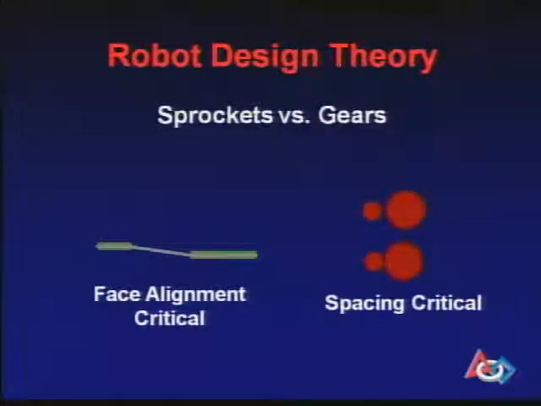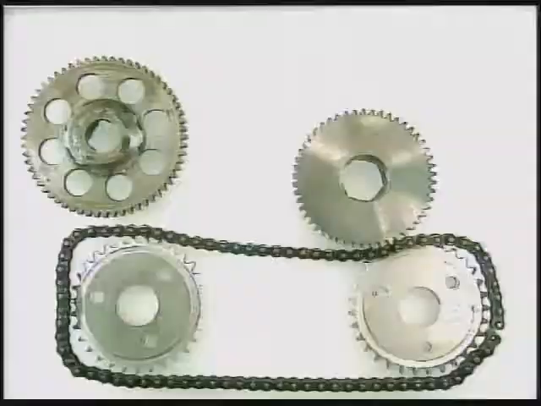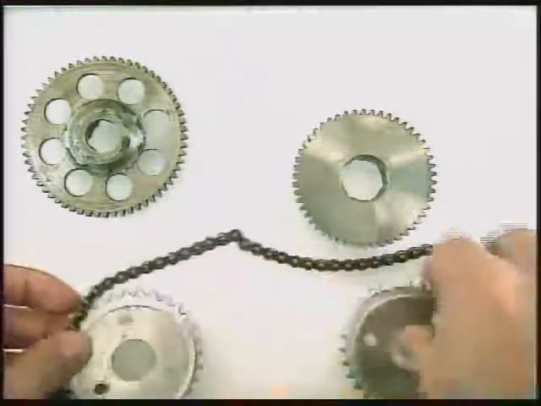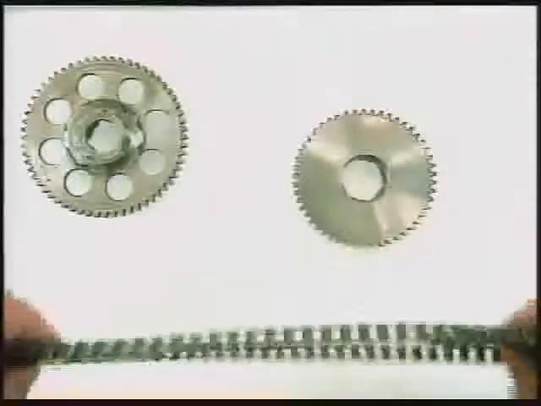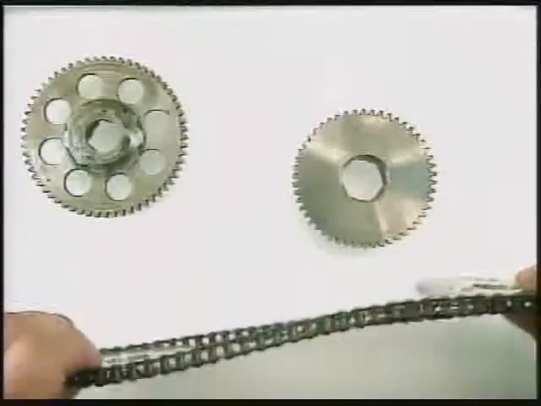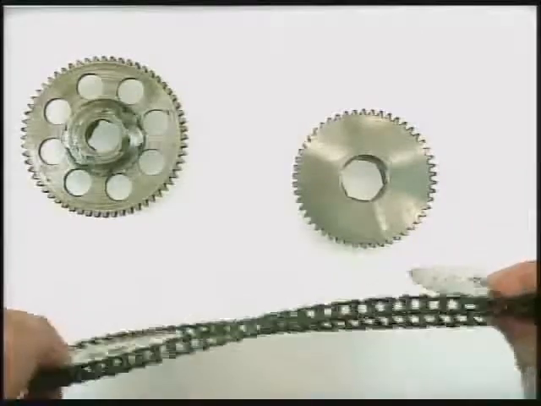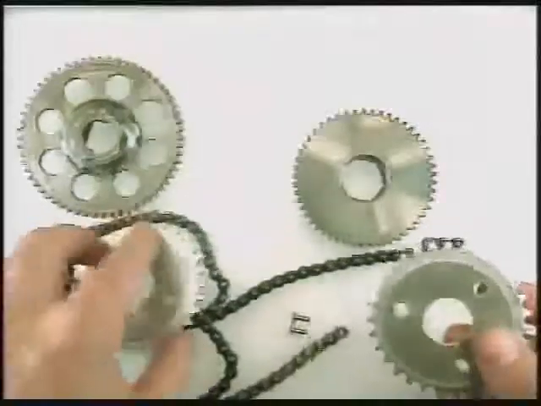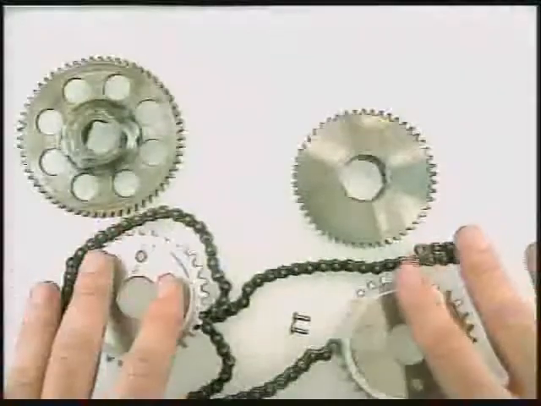Now, the other difference is what is critical when you're actually building either a chain and sprocket system or a gear system. With a chain and sprocket, the face alignment is critical. If I go back over to the chain and sprocket I have here, if you have these on your robot so that the sprockets are not aligned, with twists like this, as you rotate it, the chain's going to want to pop right off and maybe break. So that's critical with the chain and sprocket.